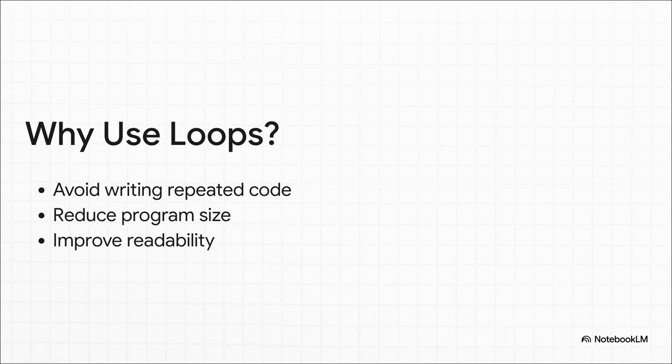So why is this such a game changer? Well, first off, it saves you from mind-numbing repetitive work. You write the logic just once, and the loop takes care of the rest. This makes your program way smaller, which is great, but it also makes it so much easier for you, or another developer, to read and understand. It's really the difference between a simple one-page recipe and a 500-page cookbook where every single page is almost identical.